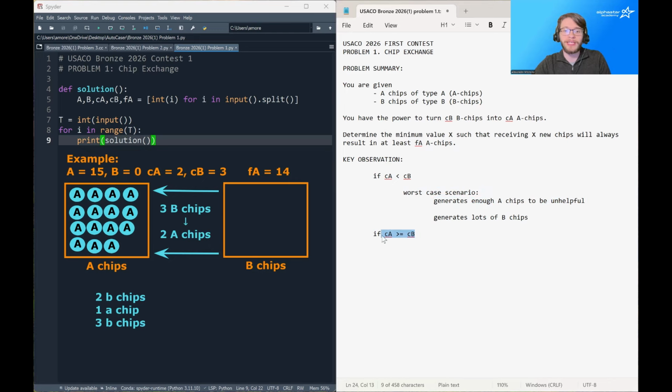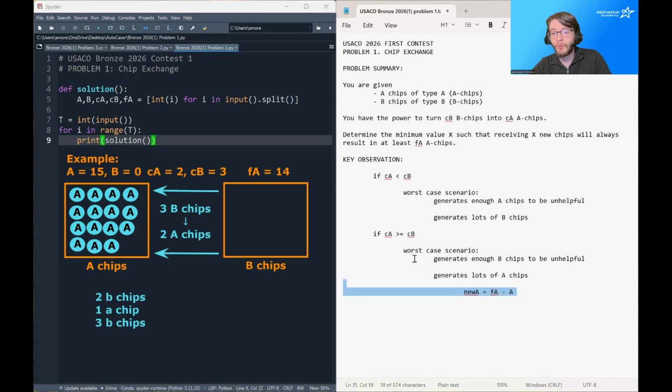On the other hand, if C of A is greater than or equal to C of B, then creating a B chip is actually the same as creating an A chip or potentially even more helpful, right? 1 B chip could turn into multiple A chips. So we're going to want to, for the most part, avoid creating B chips. In this case, the worst case scenario is we are going to generate lots of A chips. And then again, we're going to try to generate just enough B chips to be unhelpful. I think that this case is actually a little bit easier to analyze, so we're going to start off with this case.